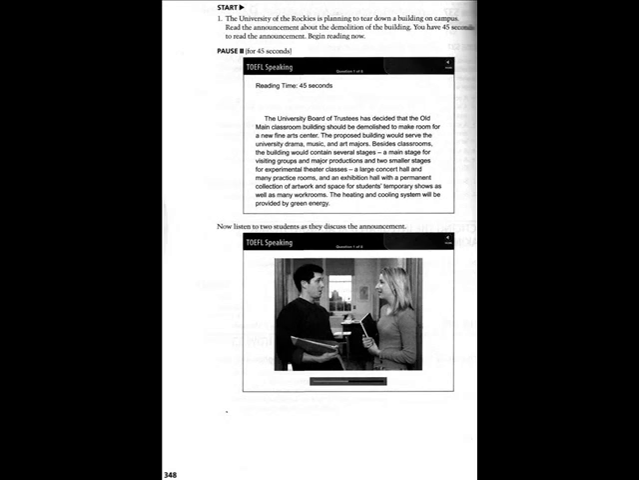The man expresses his opinion of the plans being made by the University Board of Trustees. State his opinion and explain the reasons he gives for holding that opinion.